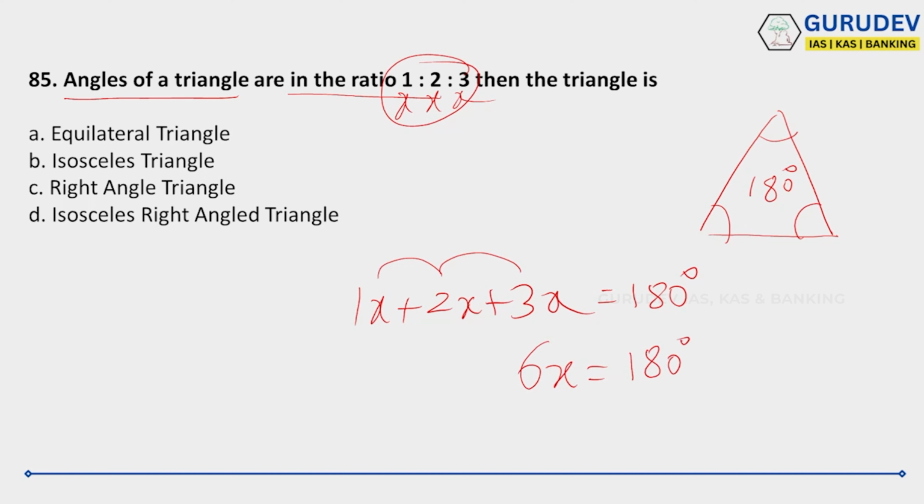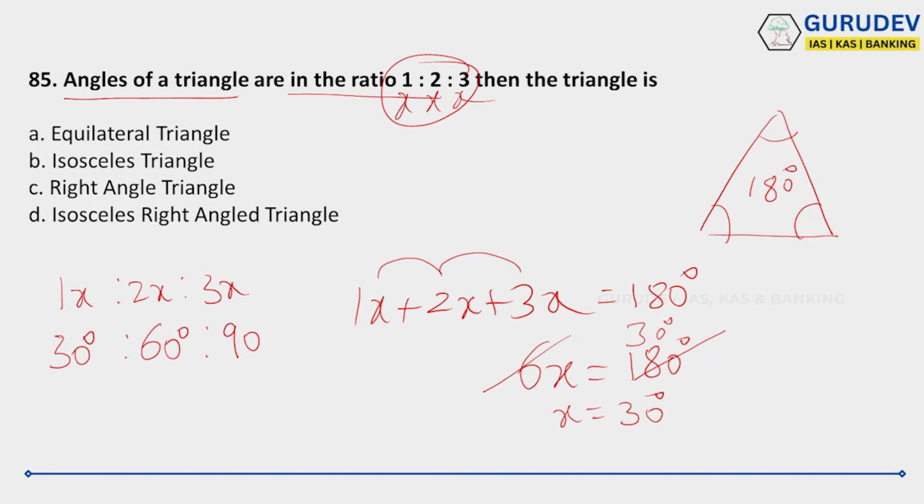The 6, if it comes to the right hand side, it will divide 180 degrees. So I'll divide directly over here. That is nothing but x is equal to 30 degrees. So the first one is 1x, the second one is 2x, the third one is 3x. If I multiply x over here, I'll get how much? 30 degrees. 2 into 30 is how much? 60 degrees. So 3 into 30 is how much? 90 degrees. So the angles are 30 degrees, 60 degrees, 90 degrees.